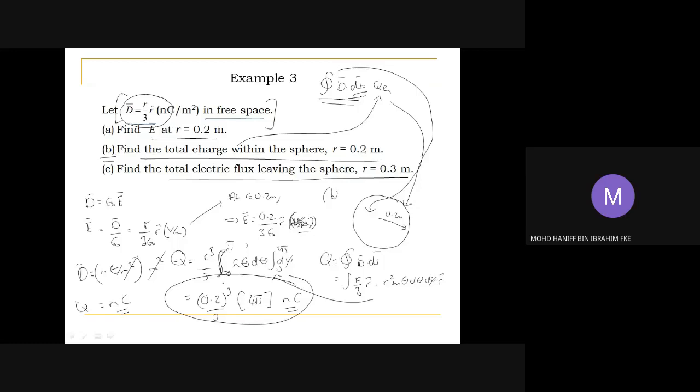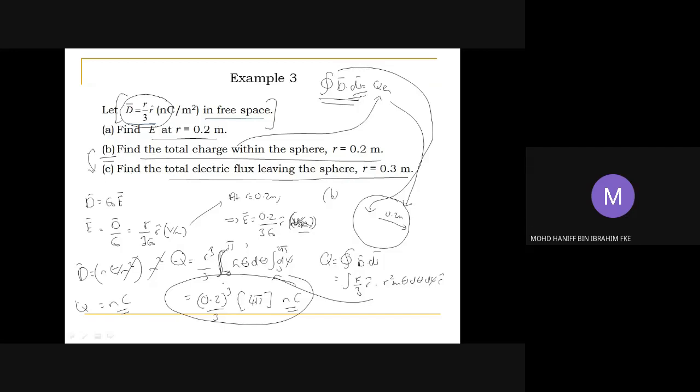This example is to test your understanding of the relationship between the flux and the charge. As I mentioned before in the earlier part of lecture 6, the charge and the flux are interrelated. The flux and the charge are the same basically. Okay, so for part C of the question, I think this is similar to part B.